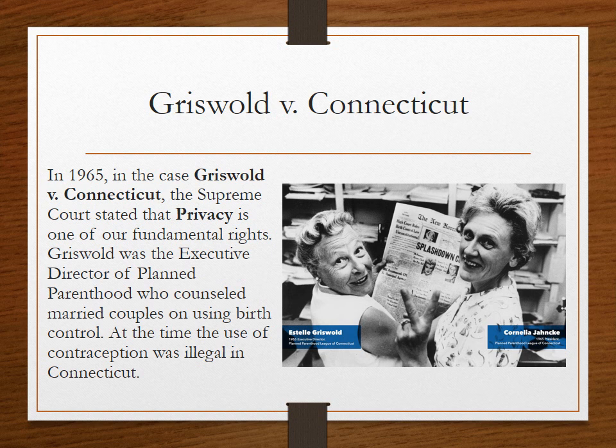Griswold was the executive director of Planned Parenthood, and she is the woman on the left. She counseled married couples on using birth control. Now remember, this was 1965, and at this time, the use of contraception was illegal in Connecticut. So just for explaining to a married couple how to use birth control, she had been arrested and convicted, and it was appealed and appealed and appealed until it got to the Supreme Court.